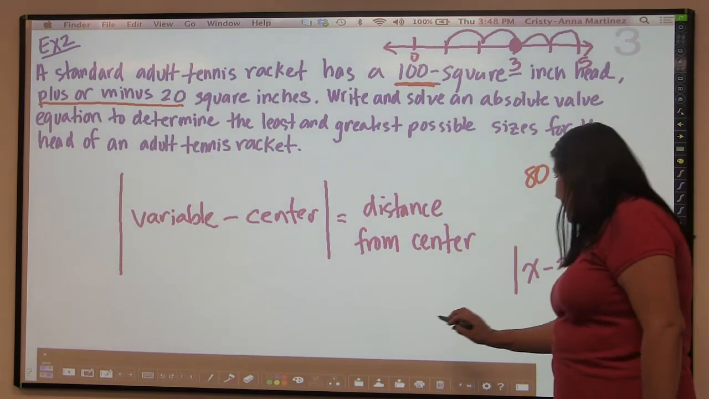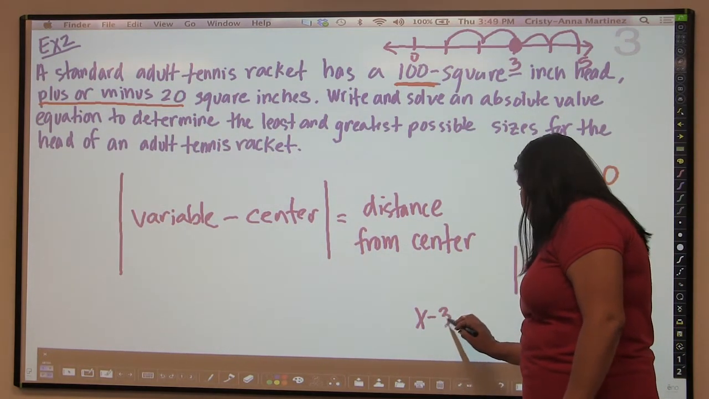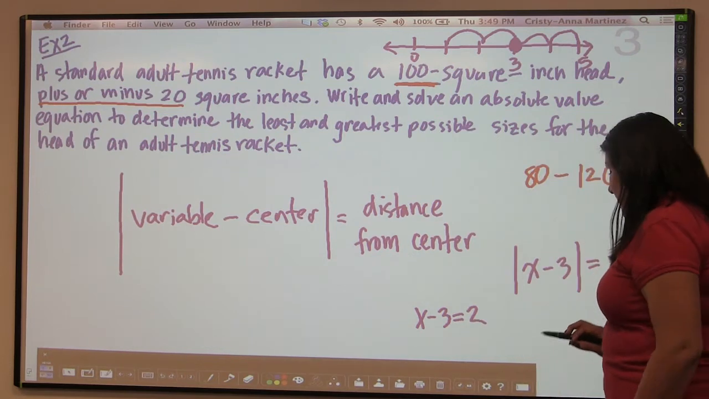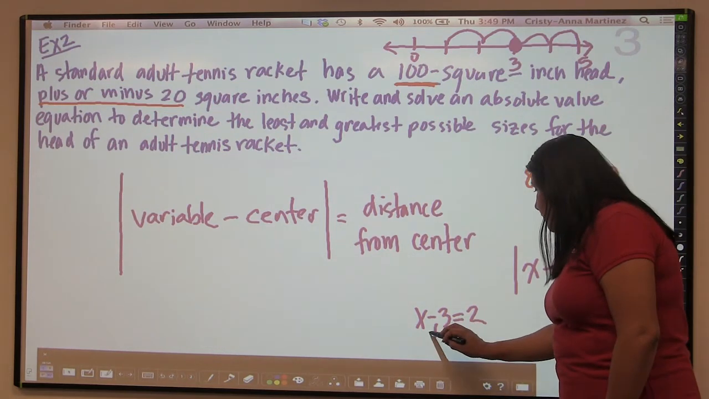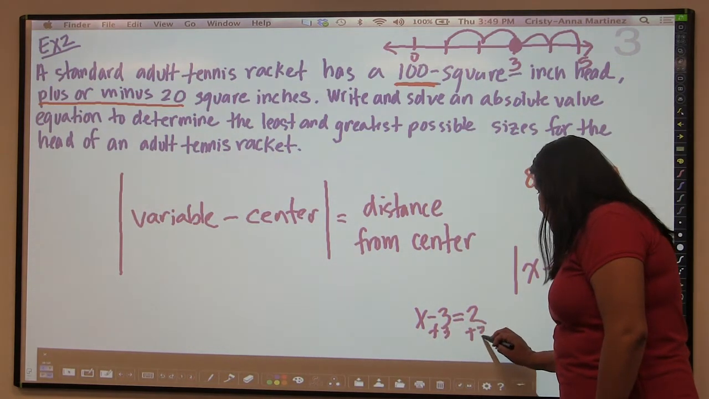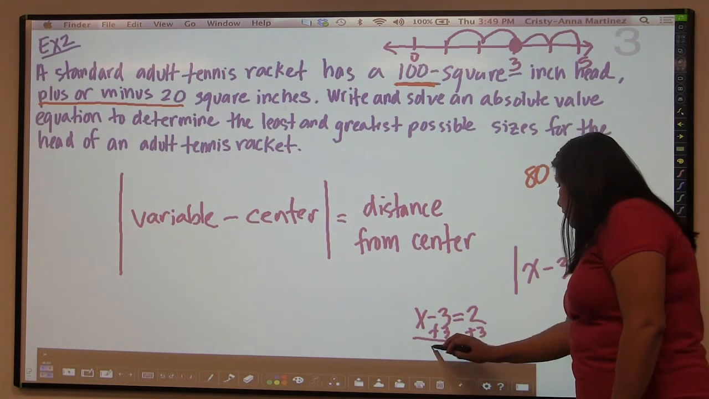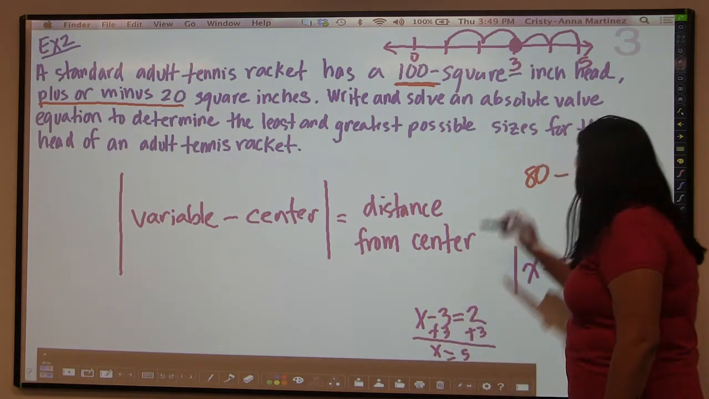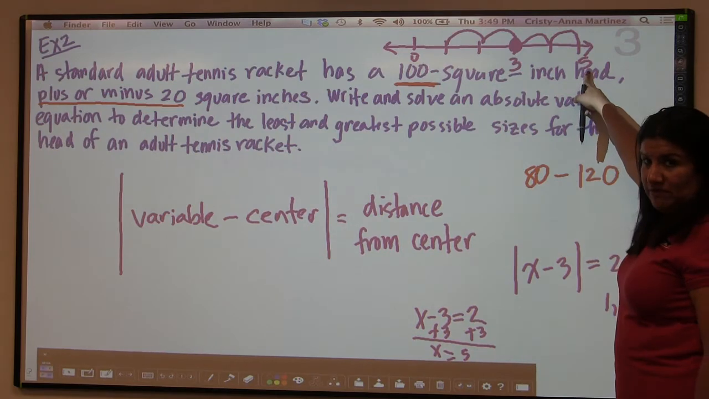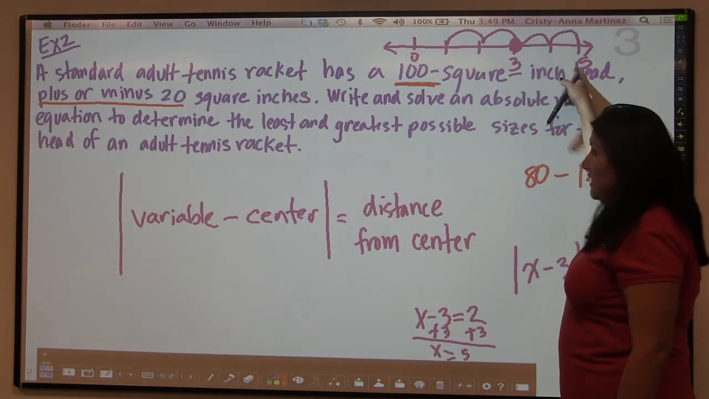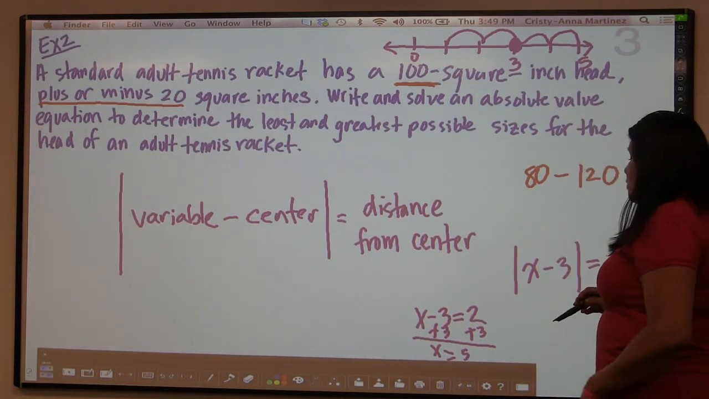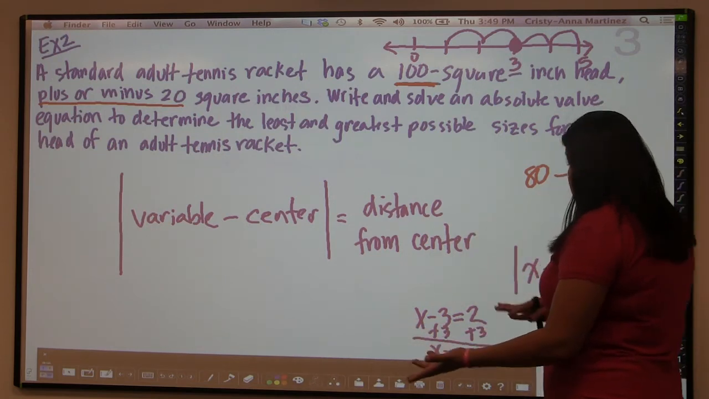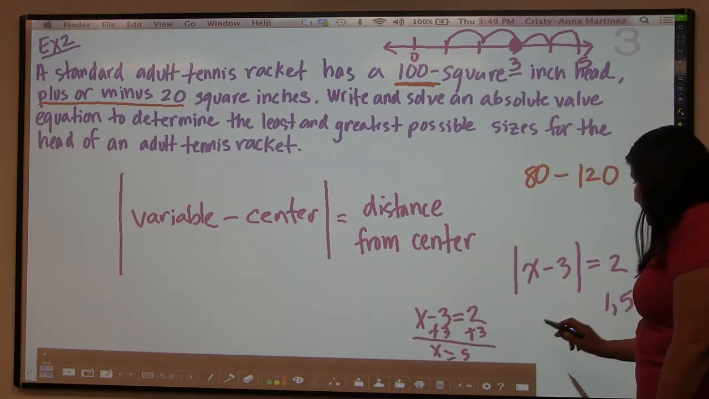So in the positive case, if I just solve x minus 3 equals positive 2, that's my positive case. I add 3, and then x equals 5, which we could already see from the number line that one of my answers is going to be 5. 2 units away from 3 is 5 on one side. But 2 units away from 3 on the other side is 1. And that happens by taking the negative.